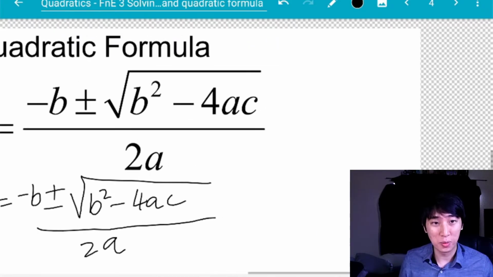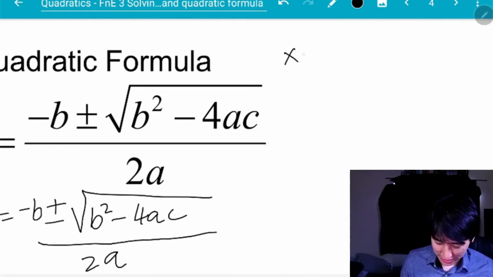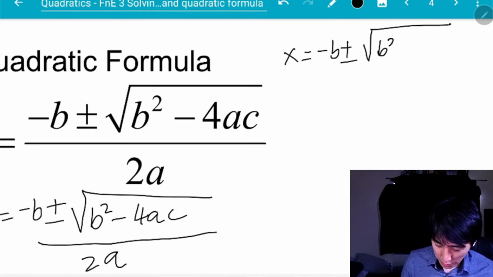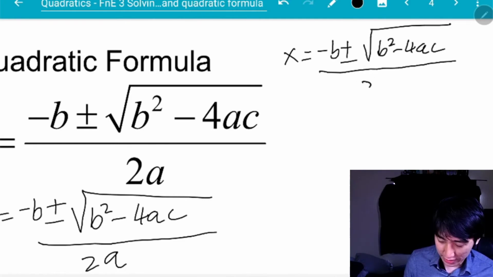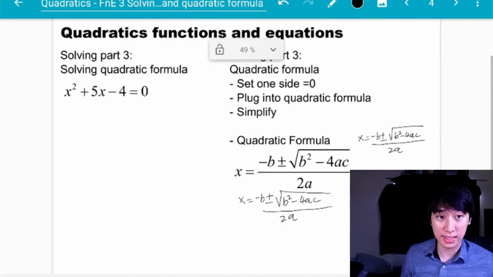Again, we'll just do it one more time and we'll write it out. So again, the tune is x equals negative b plus or minus square root b squared minus 4ac divided by 2a. Now, there are other ways that you could do this as well. If you find a better version of it, by all means, use it. But please have this memorized.